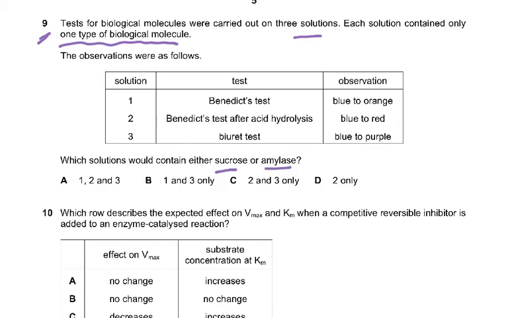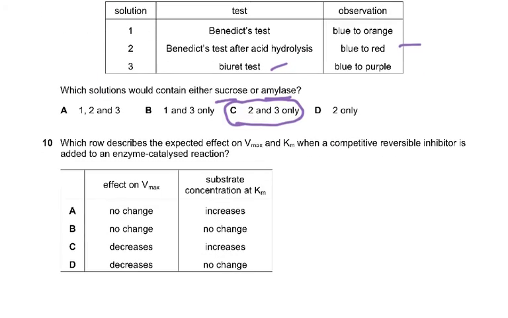Either sucrose or amylase. Amylase is an enzyme, so it's a protein. So the biuret test would be positive for that. That is why for question number 9, the answer is C, 2 and 3. 2 would be sucrose and 3 would be the amylase, which is an enzyme and a protein, so that would test positive for the biuret test as well.